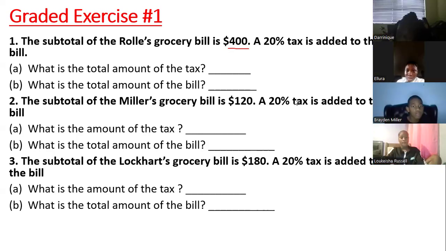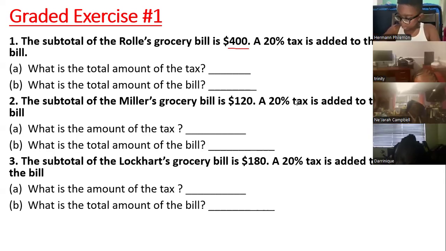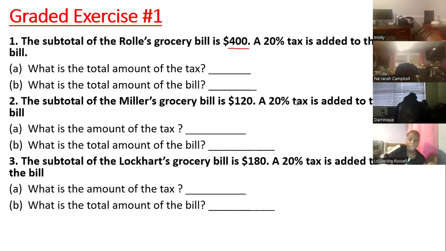Allura, what number are you on? Number 1. Are you writing A or B? I'm still writing the question. So writing the question. Okay, good. Trinity, what number are you on now? I'm coming off number 2.